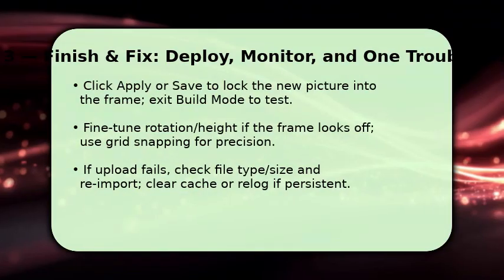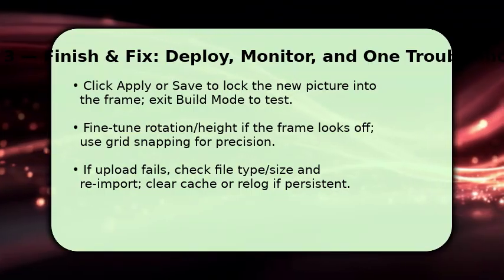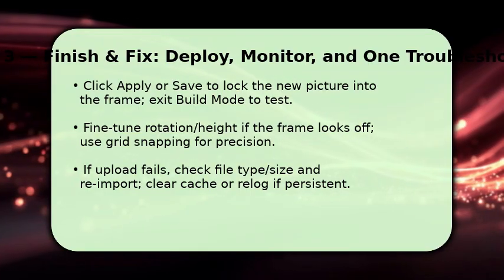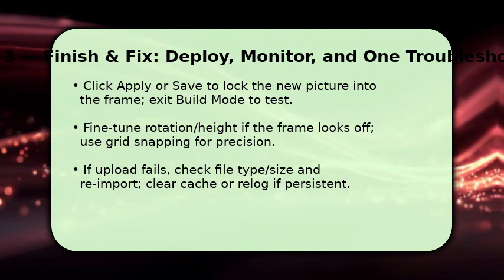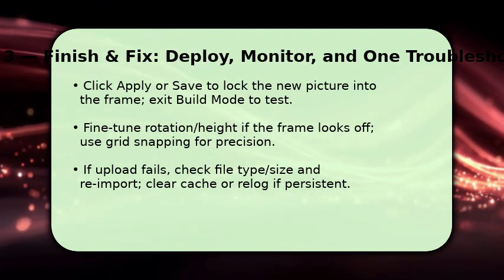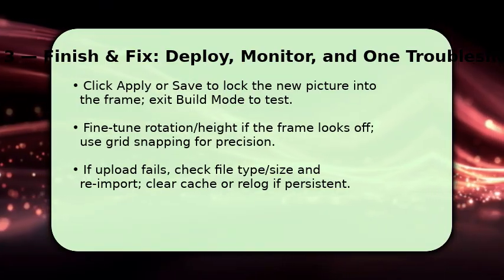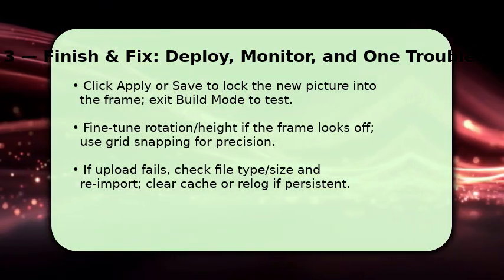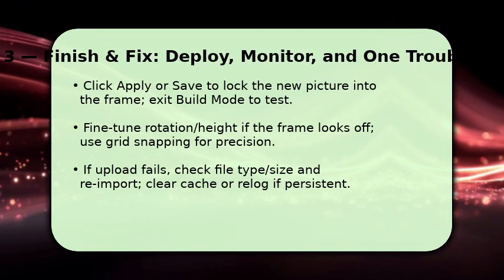You're ready to finalize. Hit Apply or Save so the new image replaces the old one. Once done, exit build mode and walk around the room to confirm the picture reads correctly from common angles. If the alignment is off, return to build mode and nudge rotation or height. Grid snapping helps with consistent spacing.